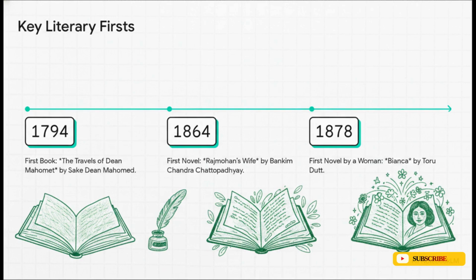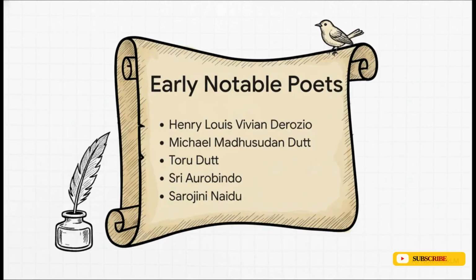Fast forward to 1864, and we get the first novel from Bankim Chandra Chattopadhyay. And this is huge. In 1878, Toru Dutt becomes the first Indian woman to write a novel in English. These are the absolute foundational milestones. And you know, it wasn't just novels. The poetry was incredibly powerful right from the start.